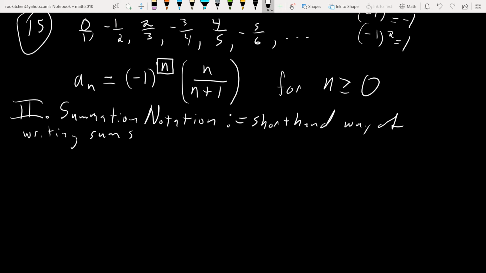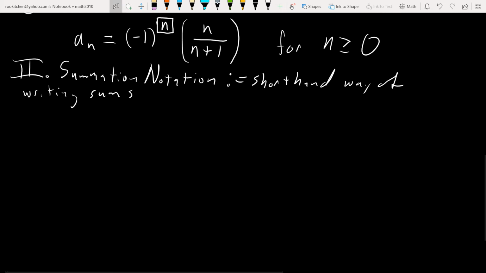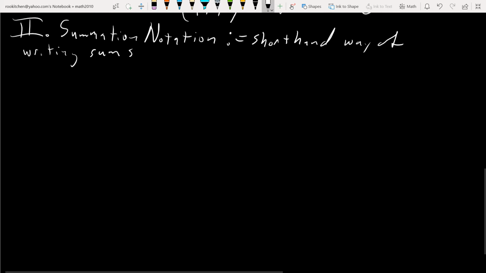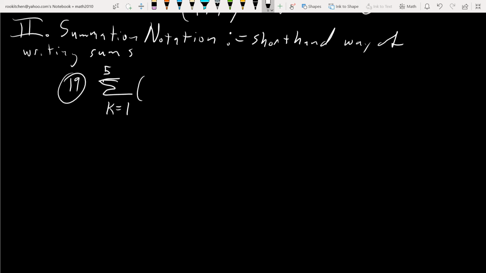For a long time, they would just literally write everything out, but people got sick of it and they invented this summation notation. Let's look at number 19. Okay, so it's the sum from k equals 1 to 5 of k plus 1.